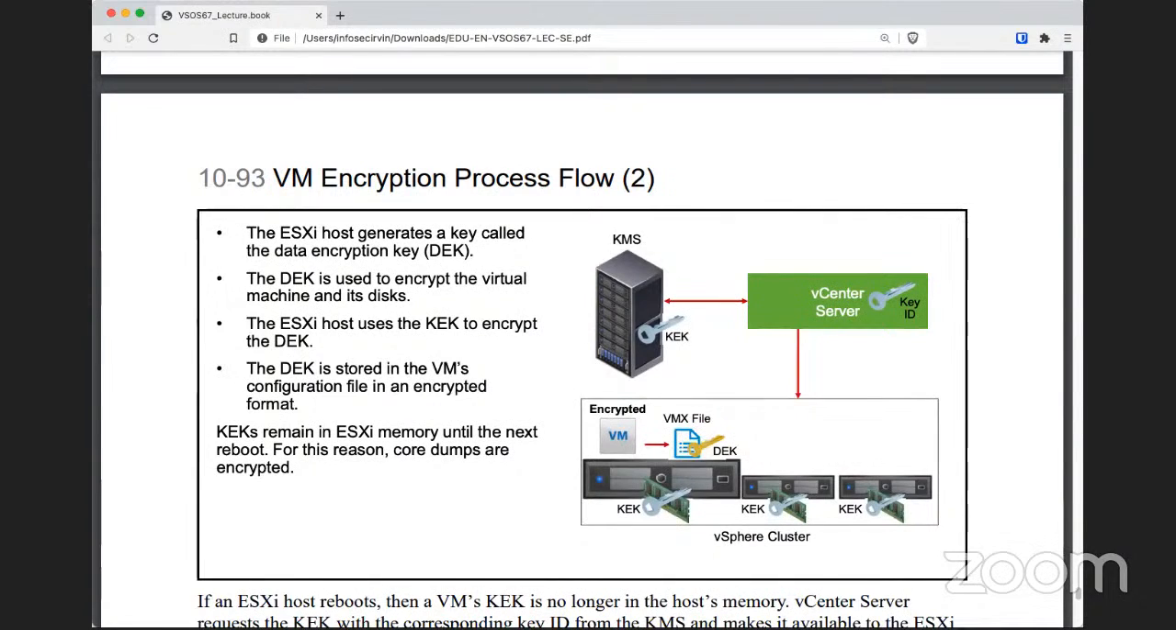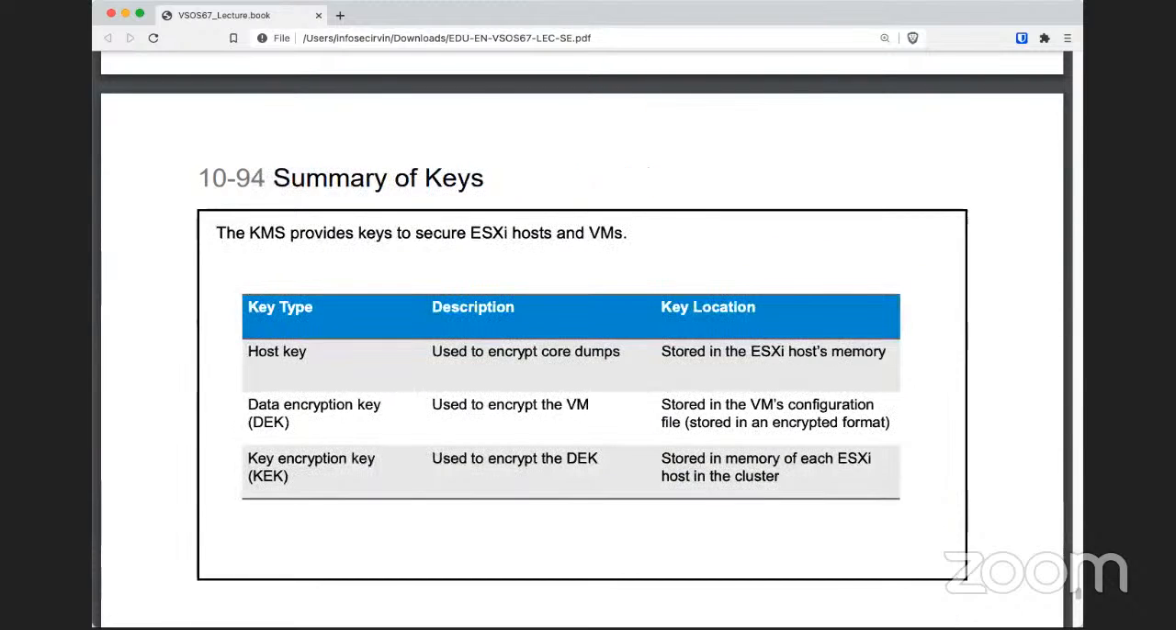Then we create the data encryption key. That's used to encrypt the VM and its disks, and then is kept in memory until the next reboot. Pretty interesting system that's already built in. Here are the different keys that work with this infrastructure.